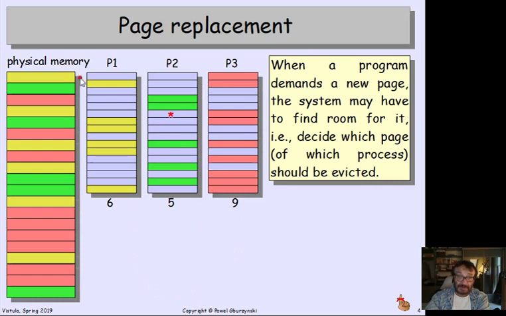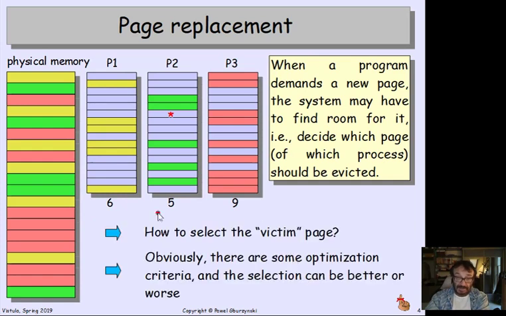Now the question is where to find such a frame. There is no free frame. So one of the pages that are present in memory must be swapped out. And the swapped out page, the page to be swapped out to make room for a newly demanded page, is called the victim page. Now, how to select the victim page?